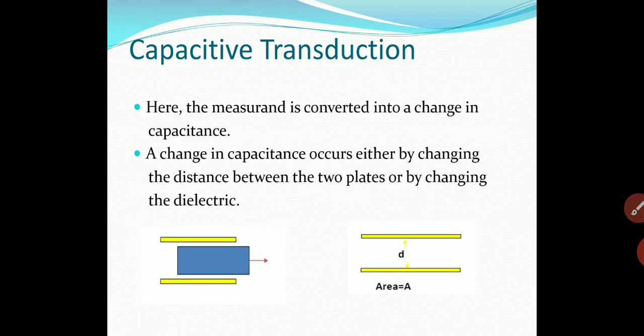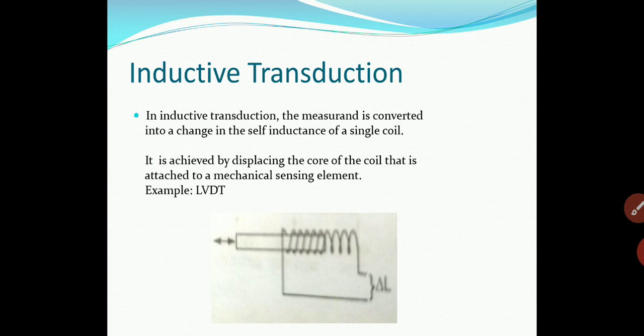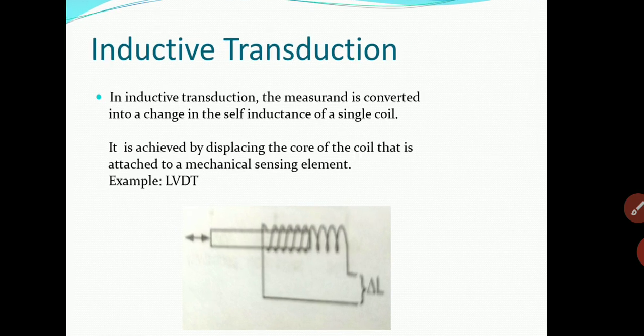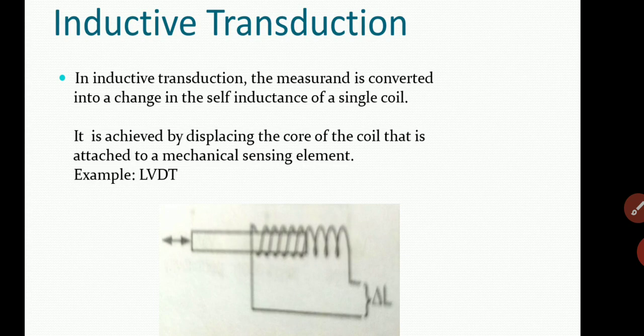Next is capacitive transduction. Here the measurand is converted into a change in capacitance, and change in capacitance occurs either by changing the distance between the two plates or by changing the dielectric. The capacitance depends upon the area and separation and the dielectric. So by changing any of these quantities we can change the capacitance, and the measurand will be converted into a change in the capacitance. Next is inductive transduction. In inductive transduction, the measurand is converted into a change in the self-inductance of a single coil.